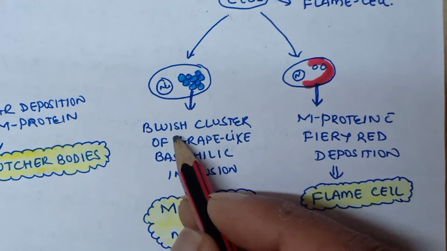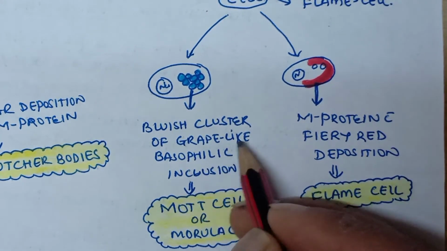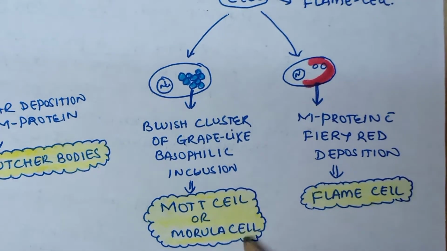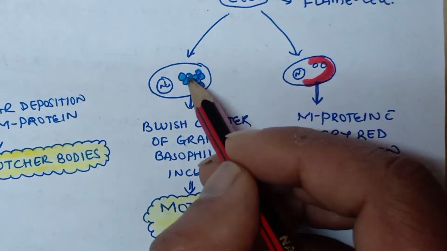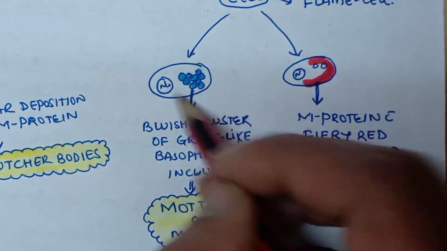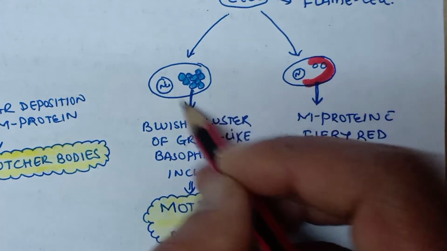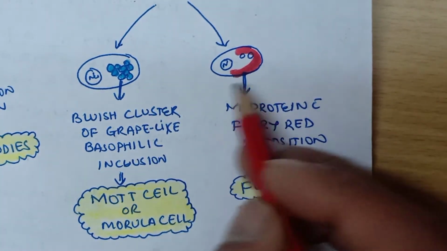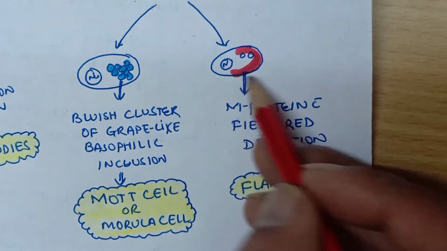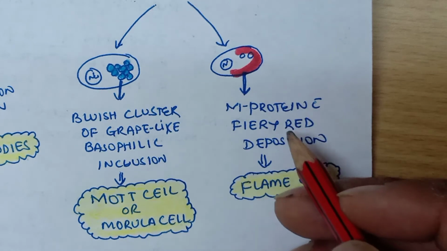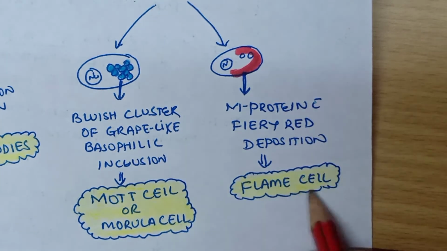When there is a bluish cluster of grape-like basophilic inclusions, it is known as Mott cell or Morula cells. So you see here, there are bluish clusters of grape-like appearance of basophilic inclusions. So these are Mott cells or Morula cells. Here you see M protein with fiery red deposition. This fiery red deposition of M protein is known as flame cells.